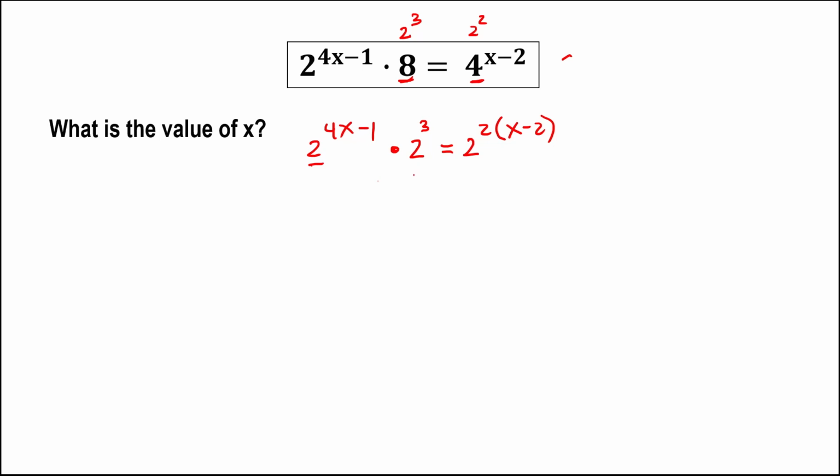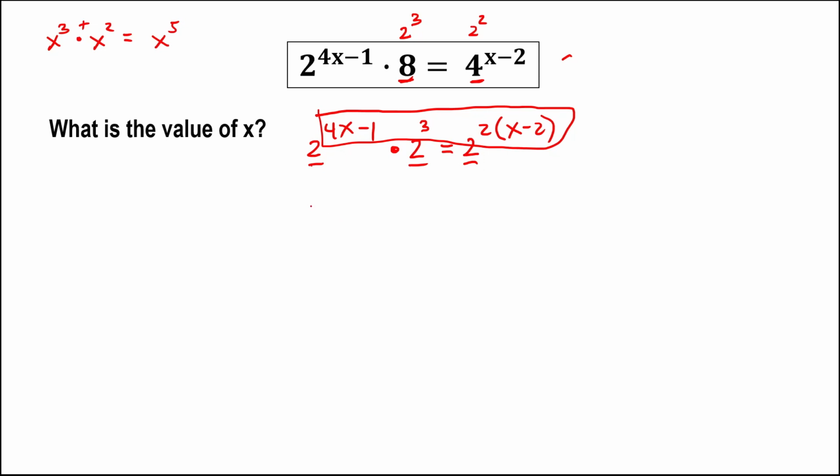Since we now have the same base, we can bring down these exponents. Then take note that if we have x to the power 3 times x to the power 2, this is equal to x, and we need to add these two exponents, so x to the power 5.